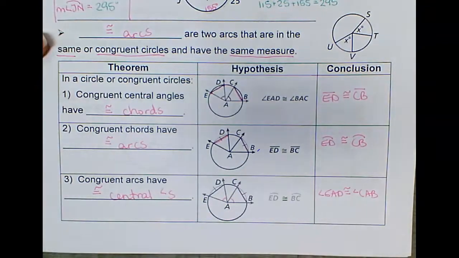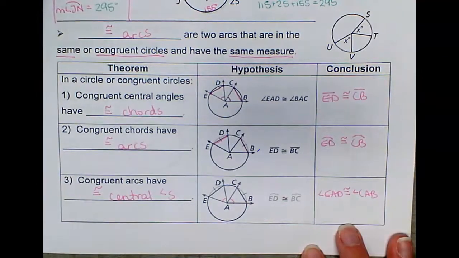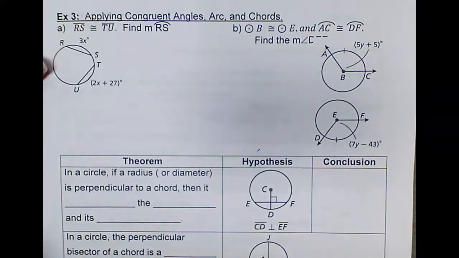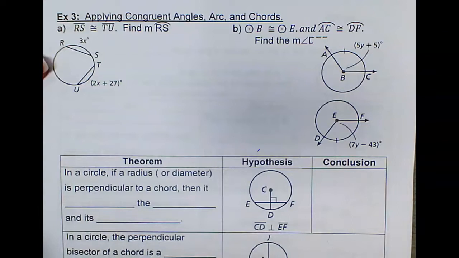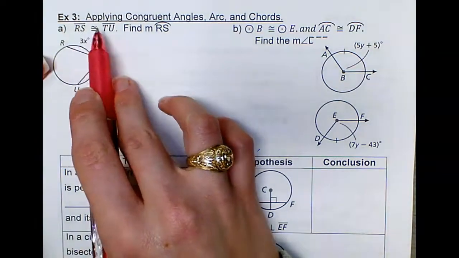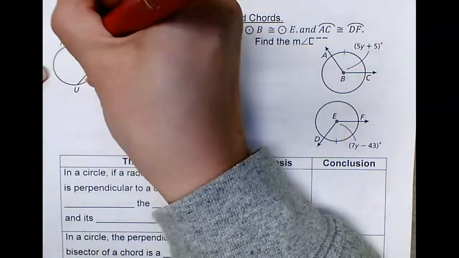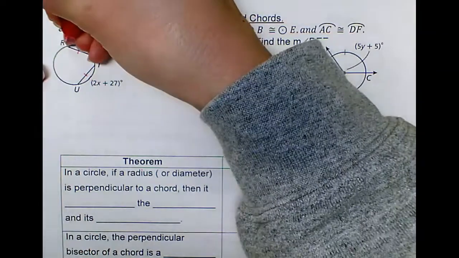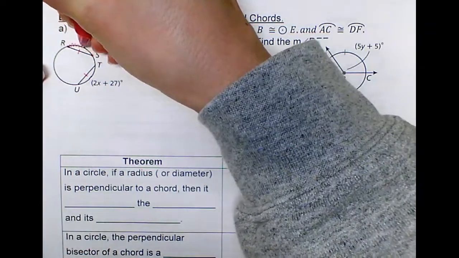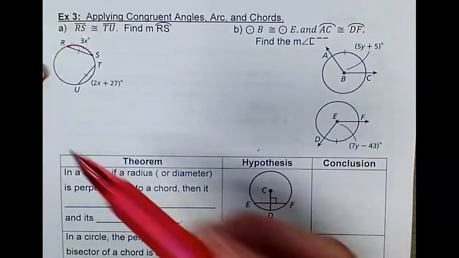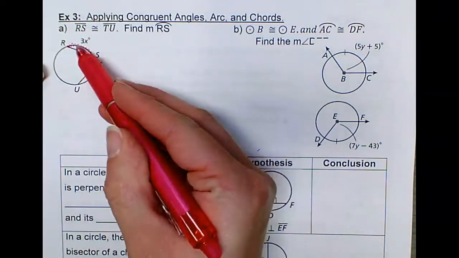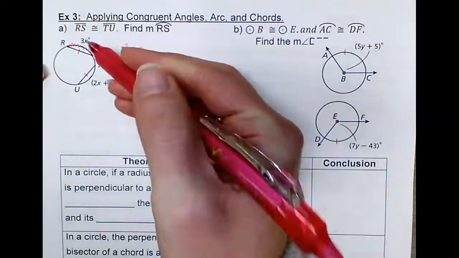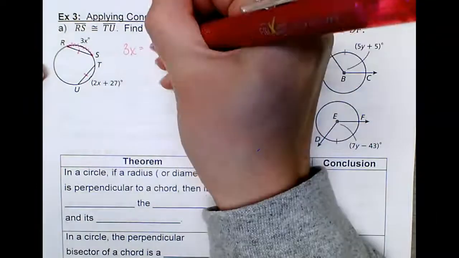I can conclude those. So let's move to the last page of our notes. Example 3. Applying congruent angles, arcs and chords. If segment RS is congruent to segment TU, I'm going to go ahead and mark that. I'm asked to find the measure of arc RS. So from R to S right here. Well, one of our theorems states that if we have congruent chords, then the arcs that they create are also congruent. So I should be able to set 3x, the measurement of one of those arcs, equal to 2x plus 27.